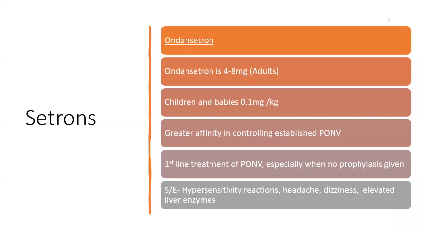Ondansetron comes in different packaging. It does come in a 2 milligram per ml solution, which you can give at 4 milligrams to about 8 milligrams in adults. For children and babies, you give a dose of 0.1 milligram per kg. It has a greater affinity in controlling established postoperative nausea and vomiting. It is the first line treatment for postoperative nausea and vomiting, especially when no prophylaxis has been given. But it does have side effects: you can get hypersensitivity reactions, headache, dizziness, and elevated liver enzymes.